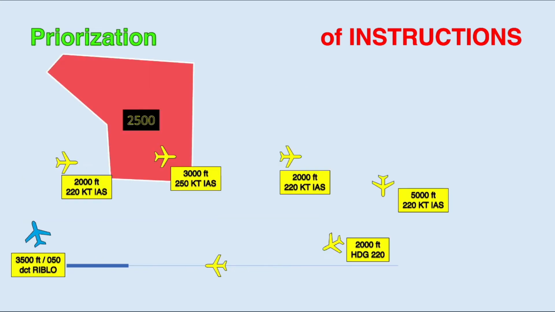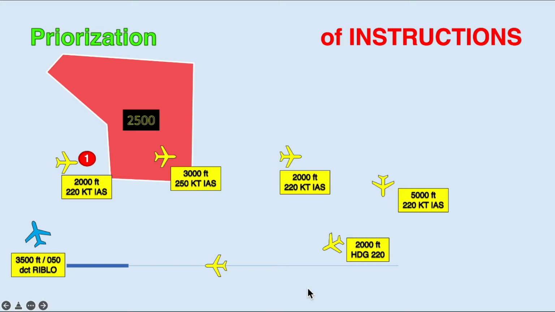And this is the example here. You have one sequence here, and you have a minimum radar vector altitude of 2000 feet. So that means that the first traffic that you need to give an instruction is this one, because this one is going to enter below the minimum radar vector altitude. That means that the priority is here.